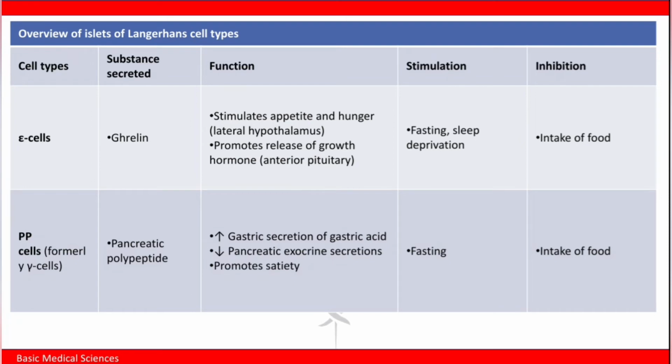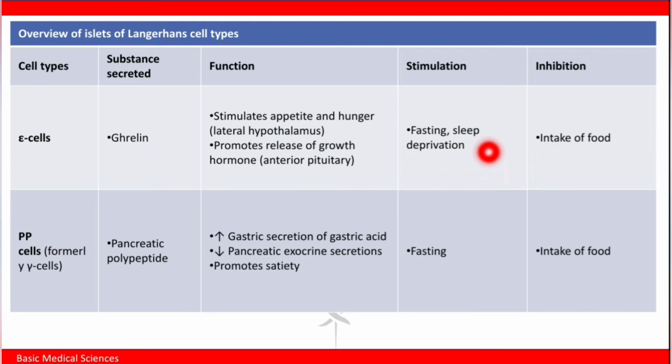Next, we have epsilon cells. These ones secrete ghrelin, and this ghrelin stimulates appetite and hunger in the lateral hypothalamus, and also promotes the release of growth hormone from the anterior pituitary. What stimulates these epsilon cells to produce ghrelin? Fasting, sleep deprivation, right? So if you are awake for a long time, you end up producing this ghrelin hormone, and you will feel hungry, you will feel the need to eat.